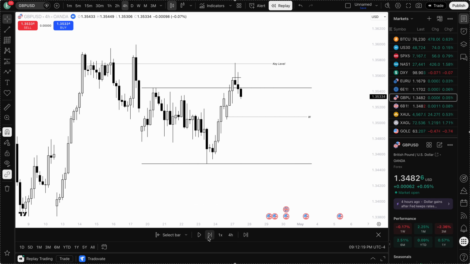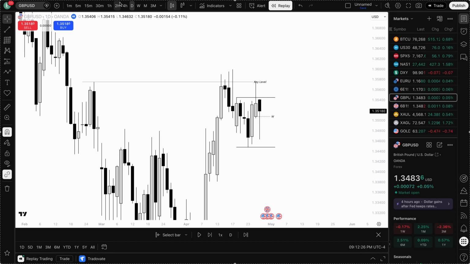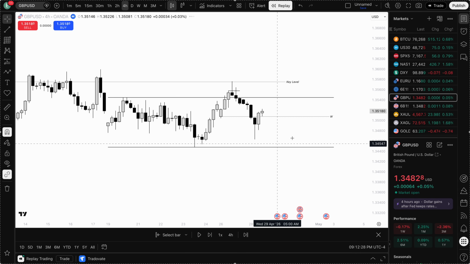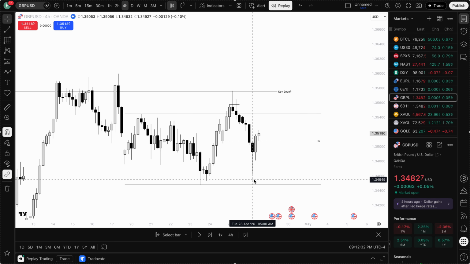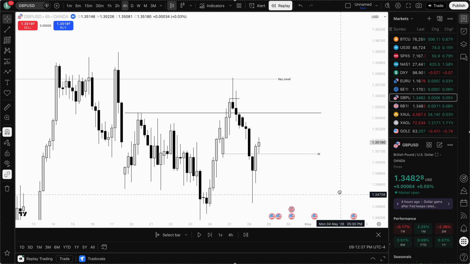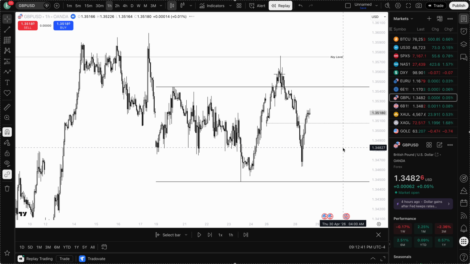And Tuesday plays out like this, right? Large downswing going towards this low, and then we reject, okay? So now we're playing inside of this dealing range, right?